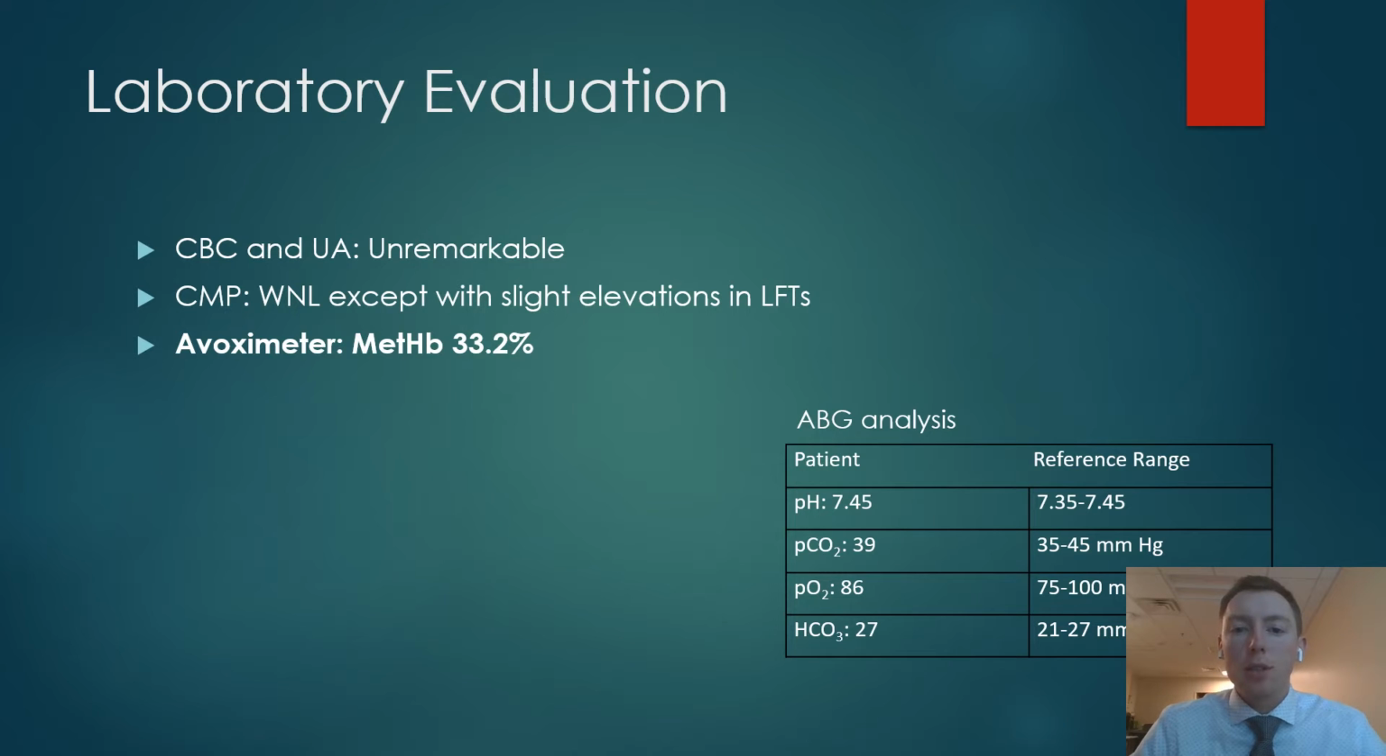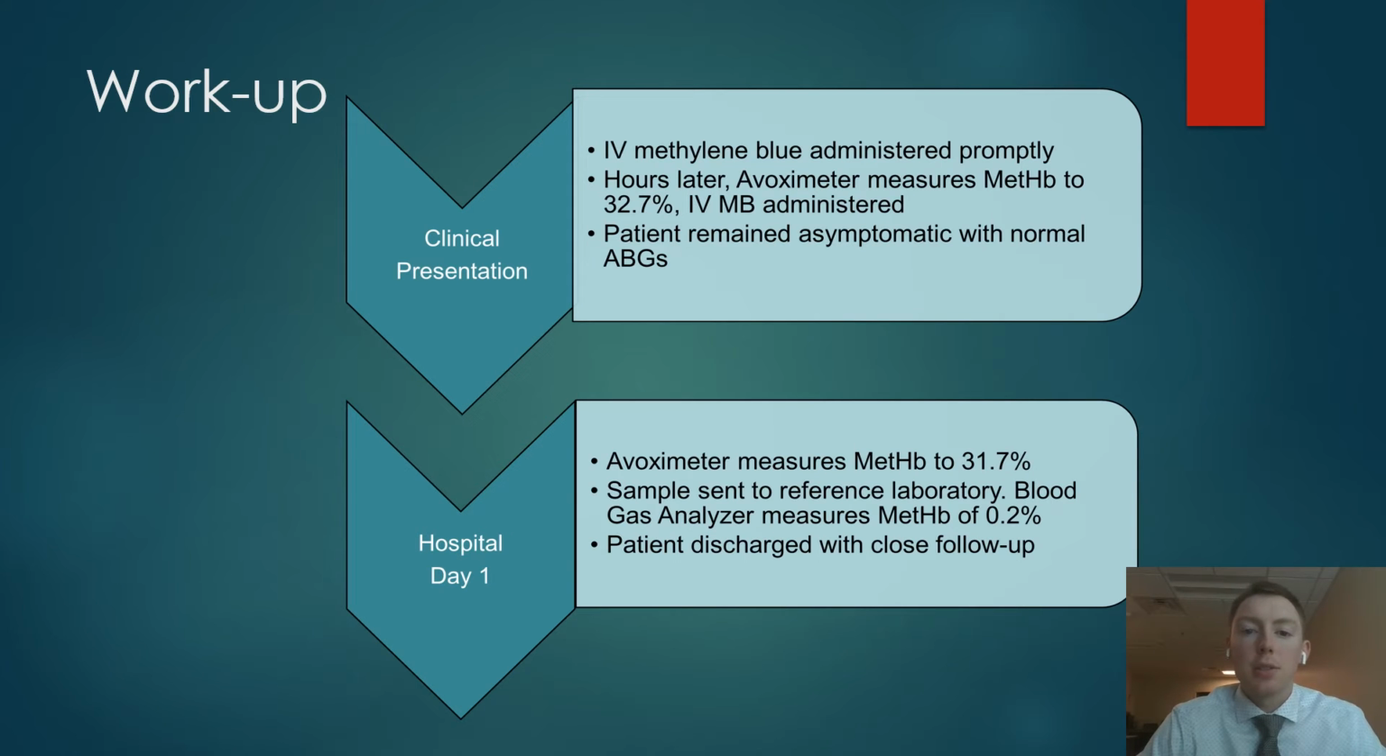Laboratory workup, including a CBC, UA, and CMP, were unremarkable. Co-oximetry testing was performed and revealed a methemoglobin level of 33.2%. An ABG was also done and was normal, including a normal PO2 of 86%. Due to the patient's central cyanosis and high methemoglobin level, methylene blue was administered, as it's been known as a successful treatment for methemoglobinemia. Hours later, however, the methemoglobin level remained elevated at 32.7%.